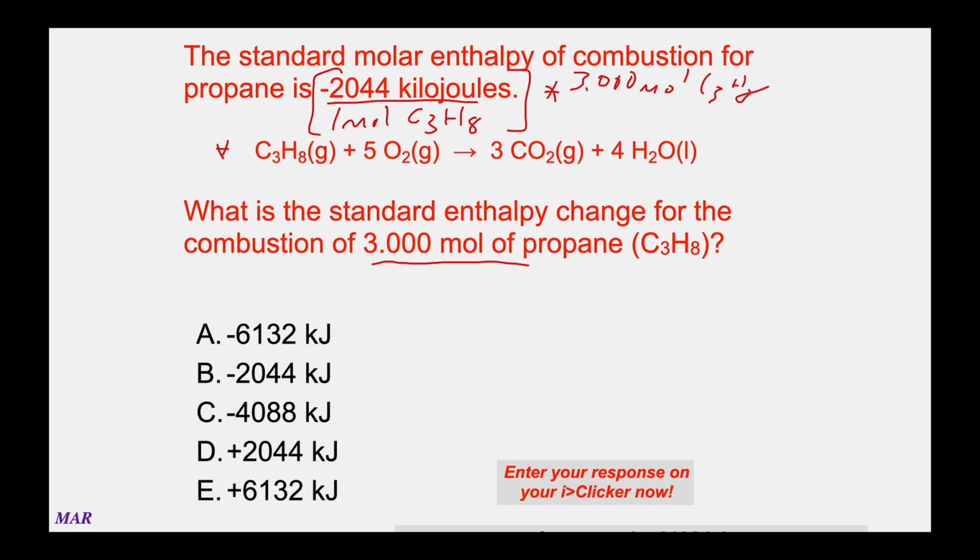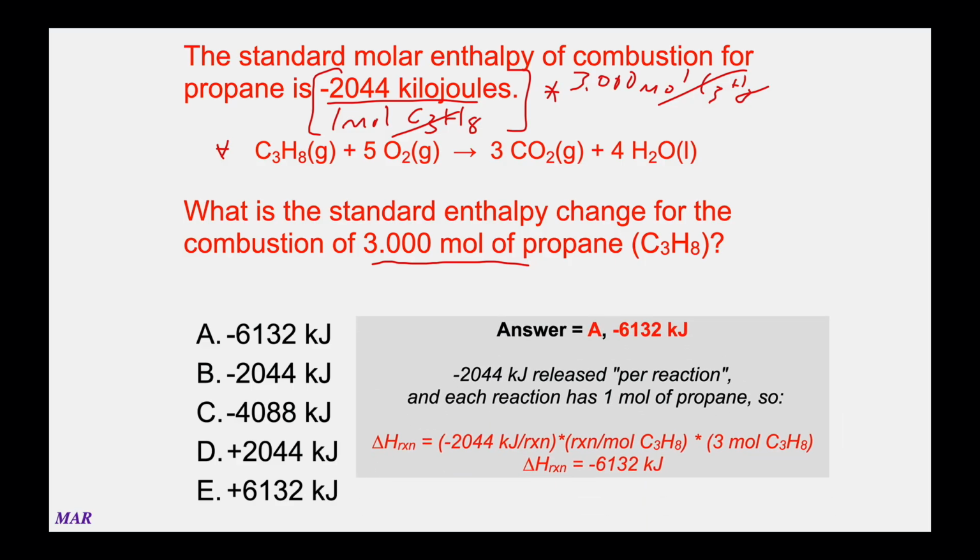So in this problem, you basically want to take the negative 2044 and multiply it by 3. Then the moles of the propane will cancel out. You'll have just kilojoules left over. The answer comes out to be A, negative 6,132 kilojoules. This reaction was exothermic to begin with. The enthalpy was negative, so the answer had better be negative as well. That's important. You wouldn't want to use the positive version. So the negative 2044 times 3 would give you the answer. Lots of energy released upon burning propane.